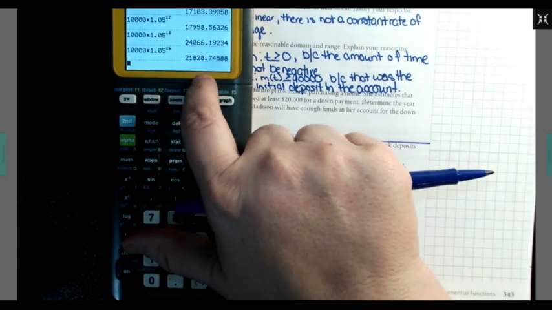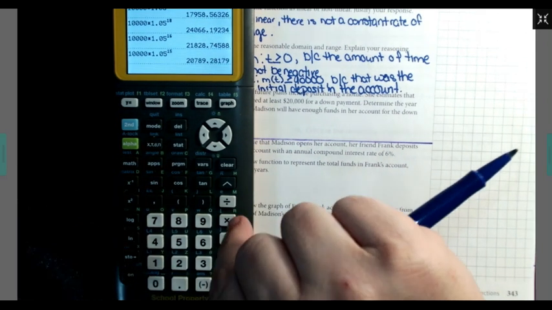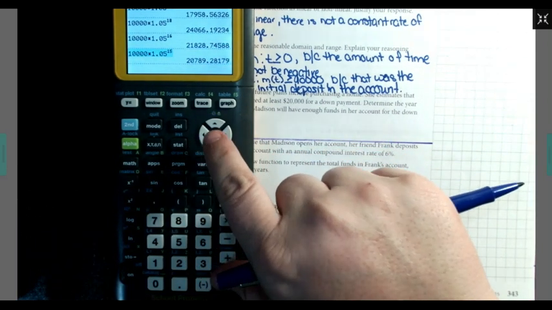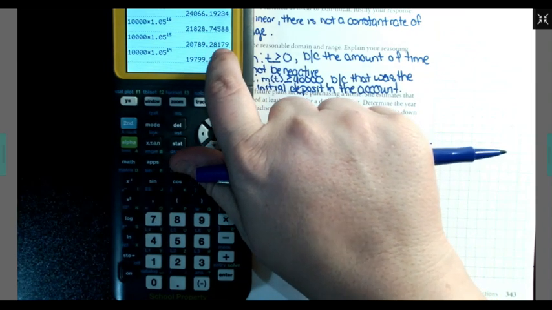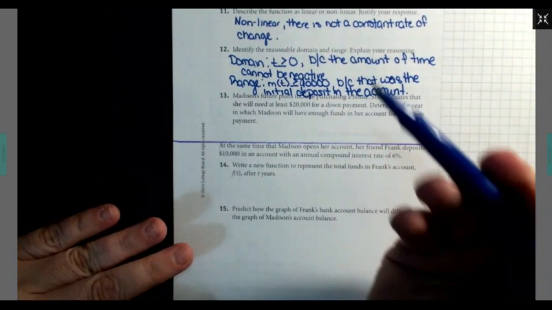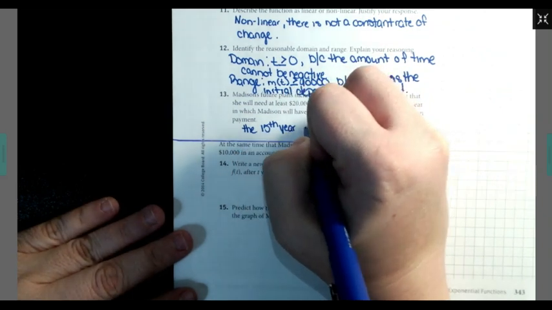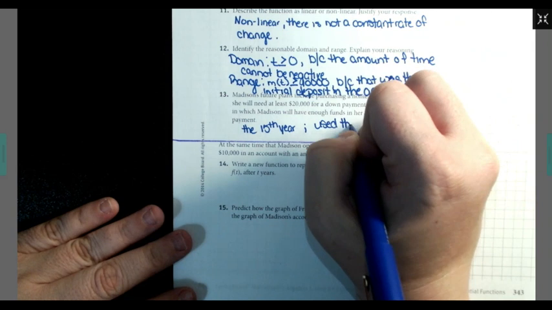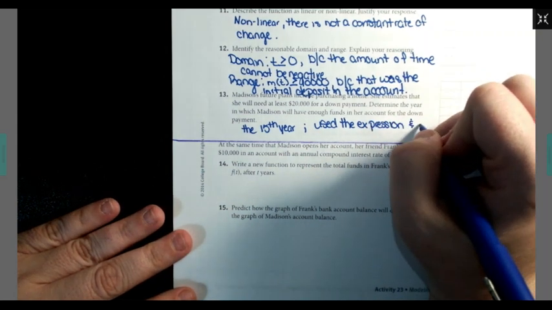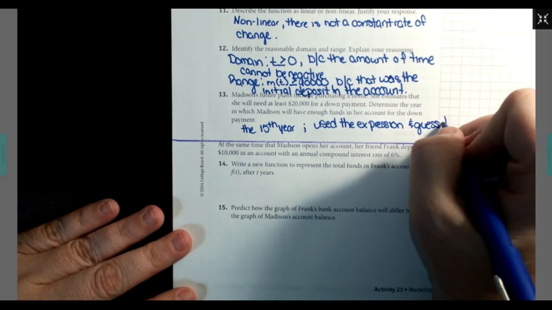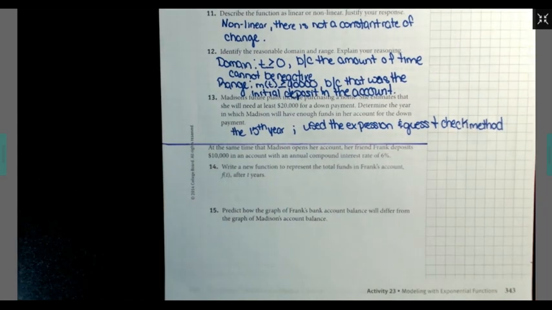So let's go to 16. 21. So I'm still too high. Let's see if I can go down one more. So the earliest time, if I go down to 14, not quite there. So the earliest time that she'll actually hit the $20,000 mark is in the 15th year. And I used the expression and basically did the guess and check method just to see what year I would hit the 20,000.